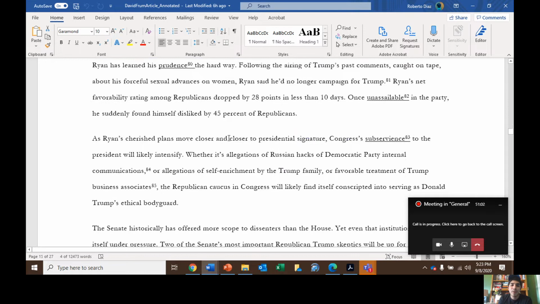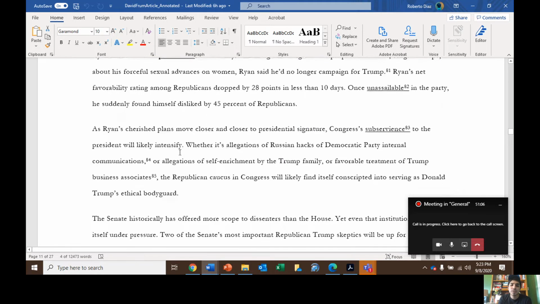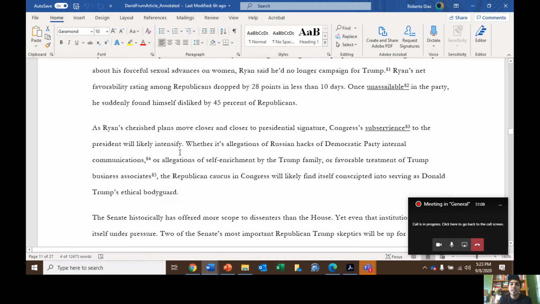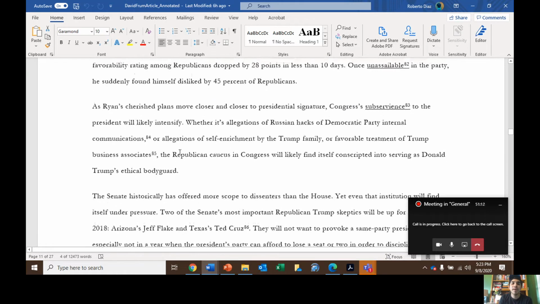Ryan has learned his prudence the hard way. Following the airing of Trump's past comments caught on tape about his forceful sexual advances on women, Ryan said he'd no longer campaign for Trump. Ryan's net favorability rating among Republicans dropped by 28 points in less than 10 days. Once unassailable, meaning unattackable, in the party, he suddenly found himself disliked by 45% of Republicans. As Ryan's cherished plans move closer and closer to presidential signature, Congress's subservience to the president will likely intensify.